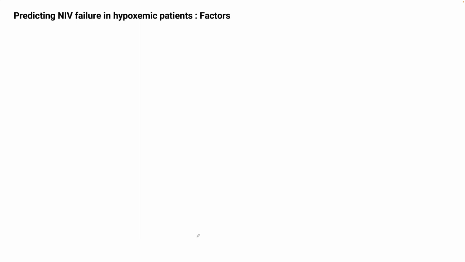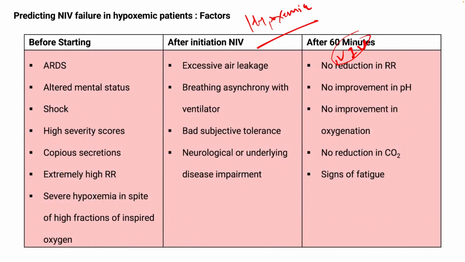Now, predicting NIV failure in a hypoxemic patient. If your patient is already in the condition of hypoxemia, then how will you predict that the NIV is failing? The first, which was discussed, is common. Before starting the treatment, the symptoms are like acute respiratory distress syndrome, altered mental status, shock, high severity scores, copious secretion, extremely high respiratory rate, or severe hypoxia although you are giving oxygen.